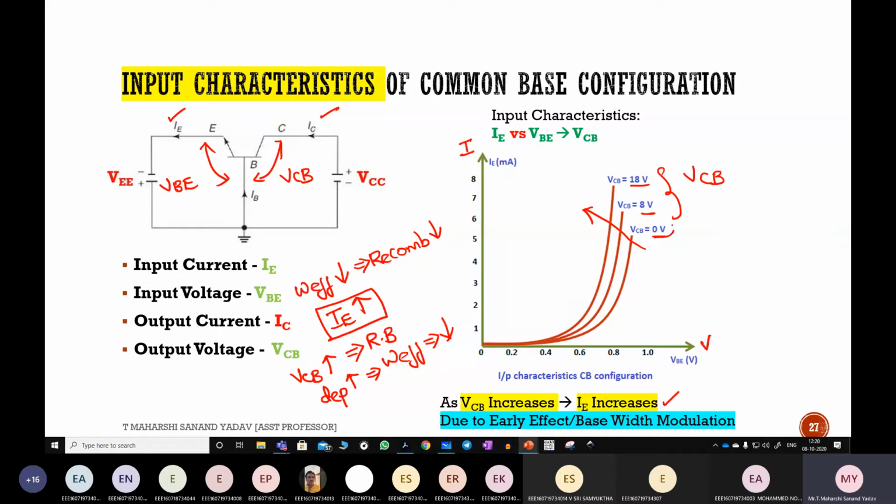See, that's the notation. From 0.8, I'm increasing the VCB. If VCB is increased, obviously IE will increase. That's why it is moving towards IE. Here IE is in the form of milliamperes, whereas VCB is in the form of volts. Clear or any doubts?